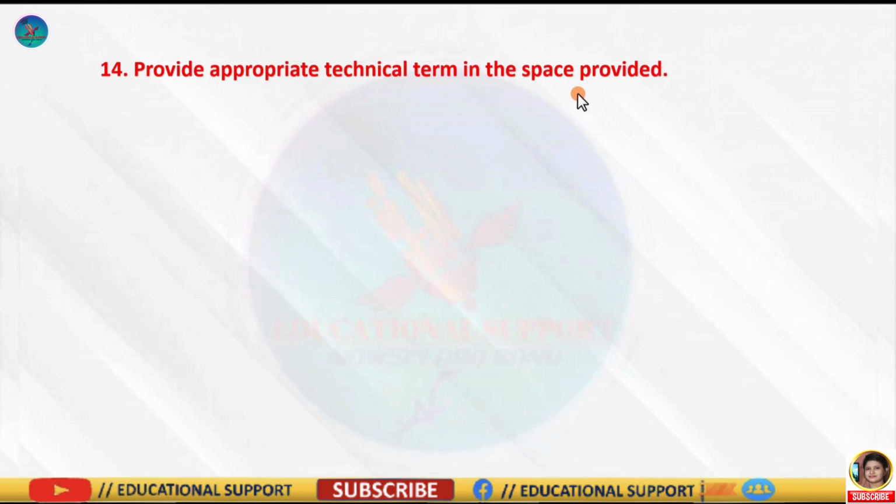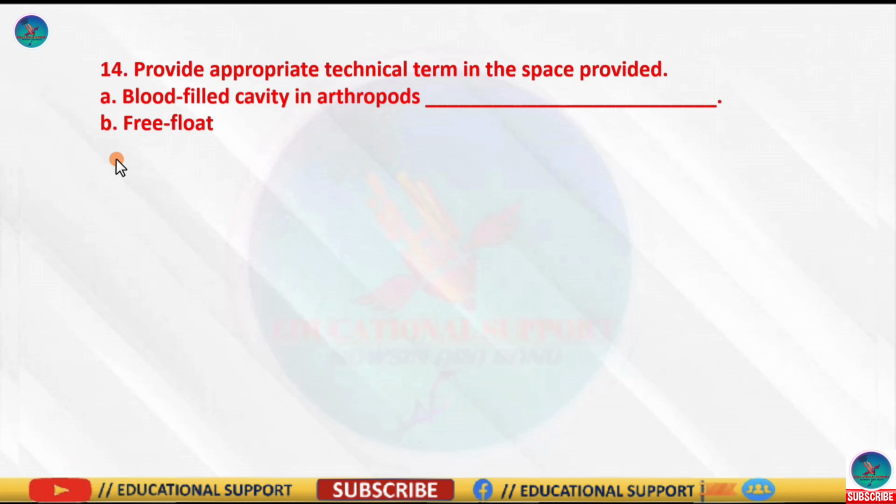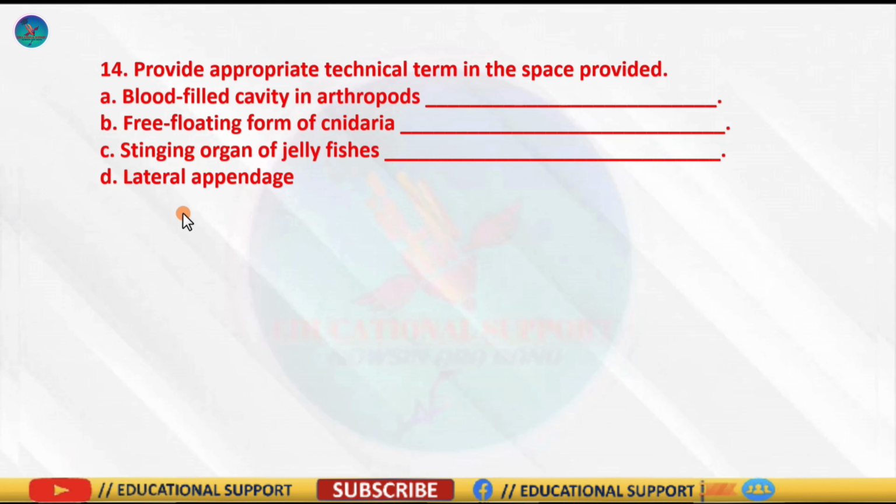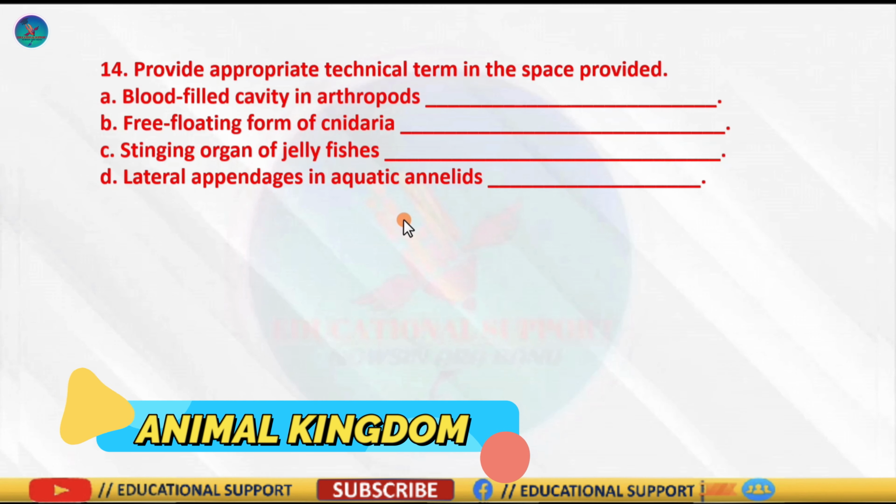Question number 14 is, provide appropriate technical term in the space provided. Blood-filled cavity in arthropods, free-floating form of cnidaria, stinging organ of jellyfishes. Option D, lateral appendages in aquatic annelids.